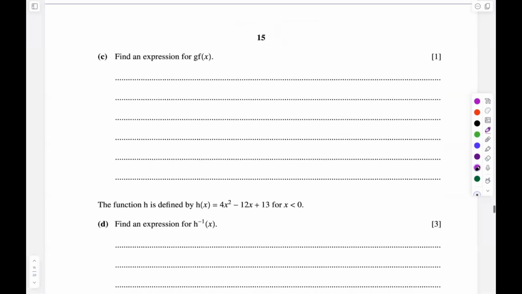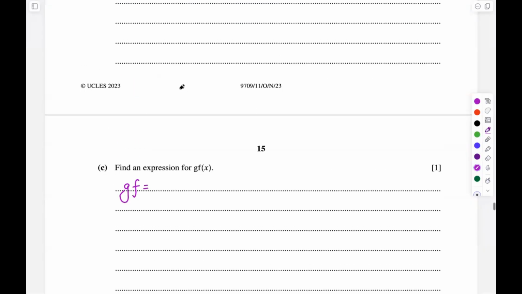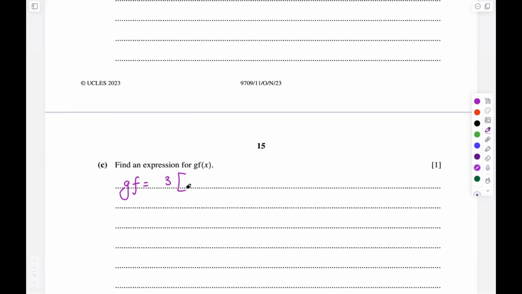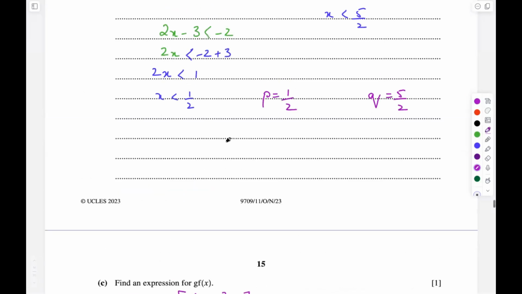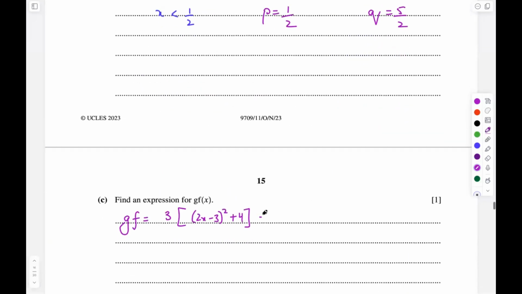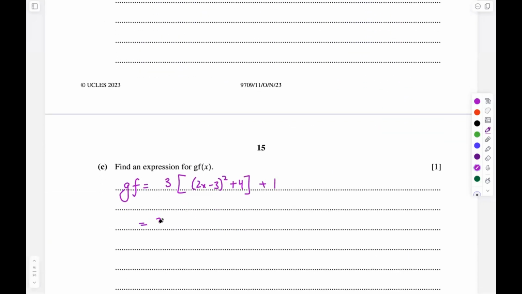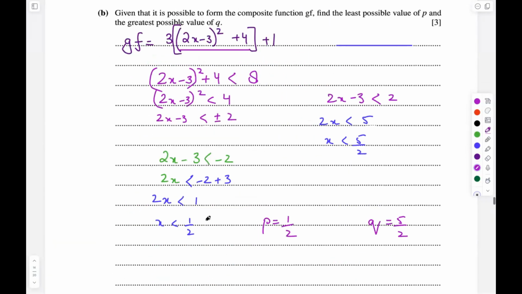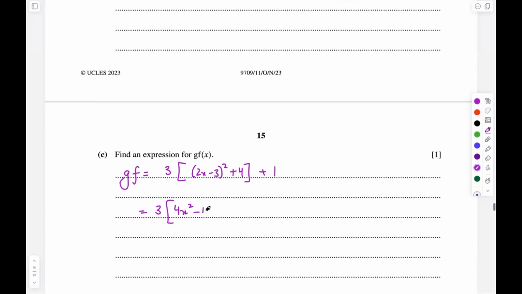In part c, it says find an expression for g of f of x. Now we know that g of f of x was written as 3 into (2x minus 3) whole squared plus 4, plus 1. So first expanding the bracket, we can write the original function f of x, which was 4x squared minus 12x plus 13. So this will become 3 into (4x squared minus 12x plus 13) plus 1.